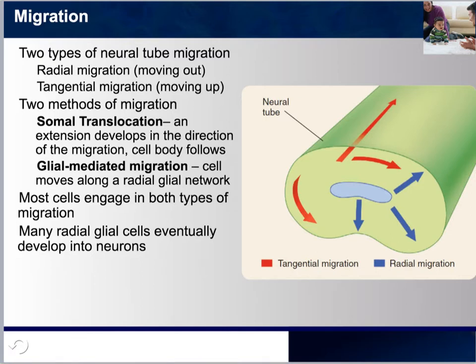It's almost kind of like a snake covering some ground and making sure that it's going through the right place. The glial-mediated migration is one that moves along the radial glial network. Once a period of neural proliferation is underway and the walls of the neural tube are thickening, there is a temporary network of glial cells. And these radial glial cells appear in the developing neural tube. At this point, most cells engage in radial migration, doing so by moving along this network of cells.